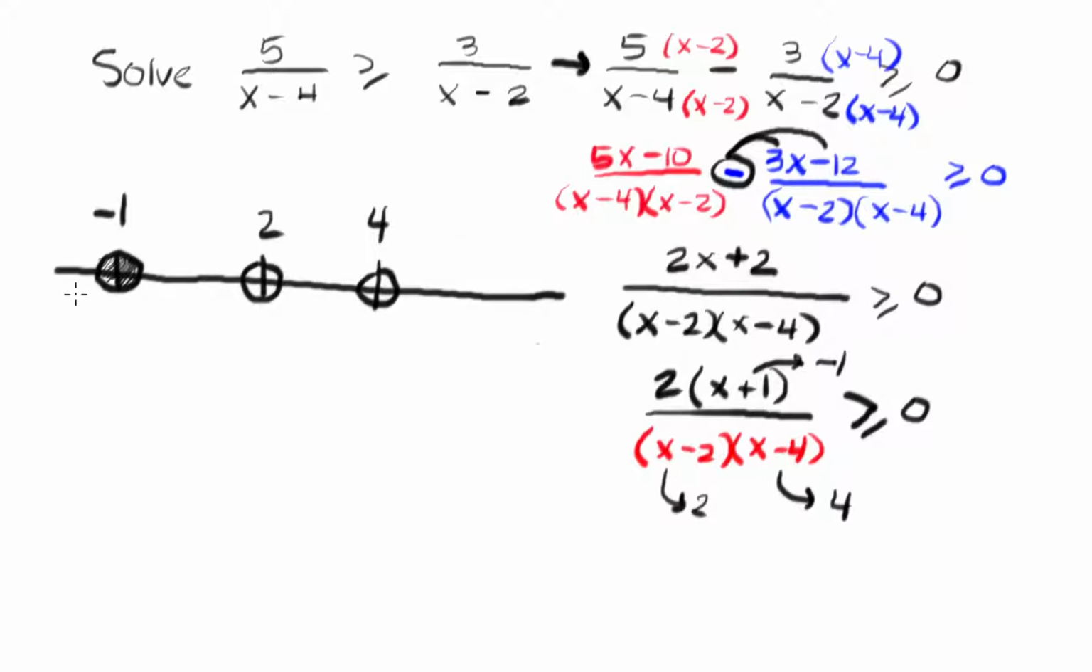What we want to do is pick values for each of those. So for this region, I'm going to just plug in negative 2. And for this region, I'll plug in 1. And for this region, we'll go ahead and plug in 3. And for this region, we'll plug in 5.